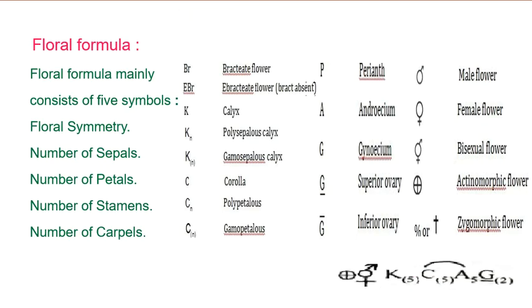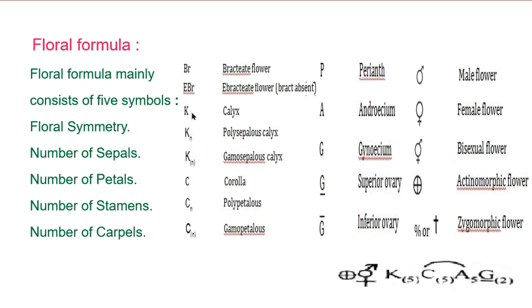Now moving forward, how do we construct a floral formula? On this slide you can see the floral formula mainly consists of 5 symbols: floral symmetry, number of sepals, number of petals, number of stamens and number of carpels. If you pen down the structure of a flower, you will use all these types of symbols. Bracteate flower, if the flower is having bract, it will be written as BR. If it is not having bract, it will be written as EBR, that is ebracteate.